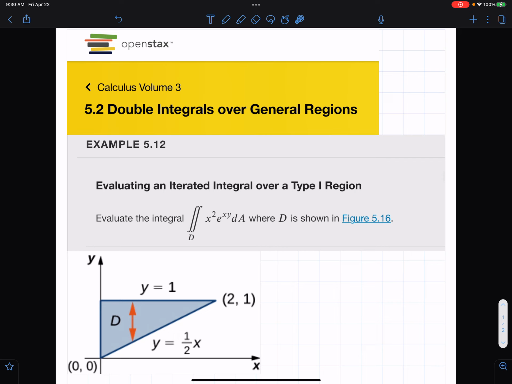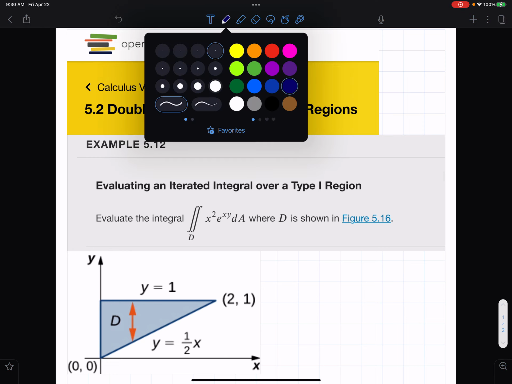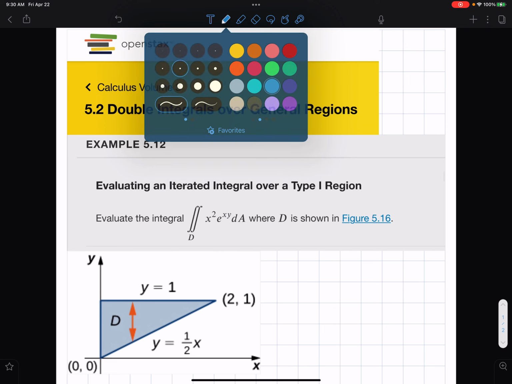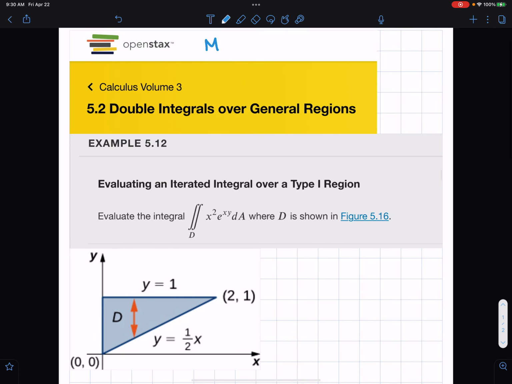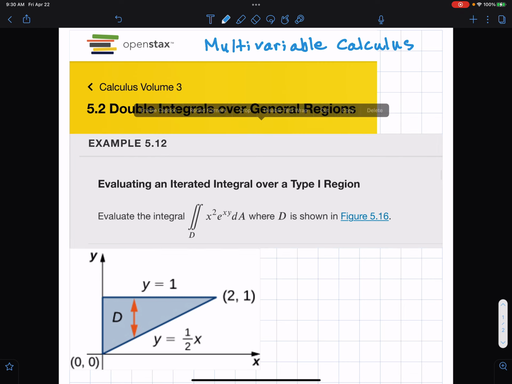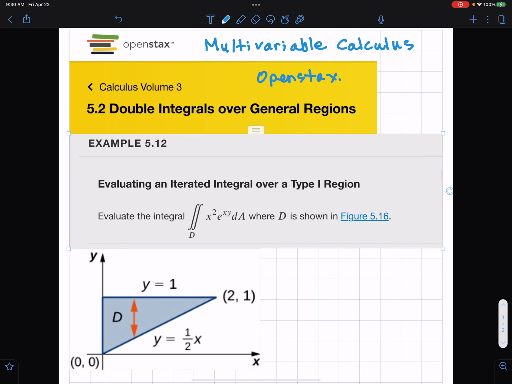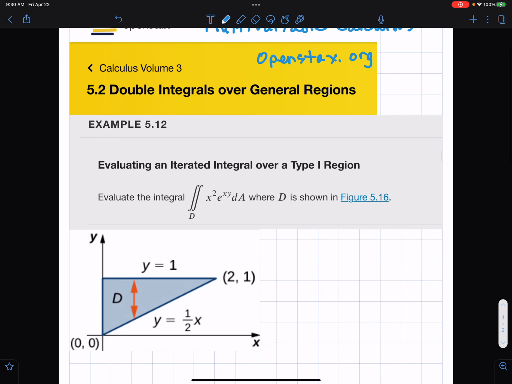All right, we are going to do a double integral over a general region. If you look at any multivariable calculus book, then you'll see this topic. So maybe it would be nice if I wrote over here, multivariable calculus. That's what this is. If you wanted to search further, go to the Calculus Volume 3 book, also found at openstax.org. All right, so let's look at this problem here.